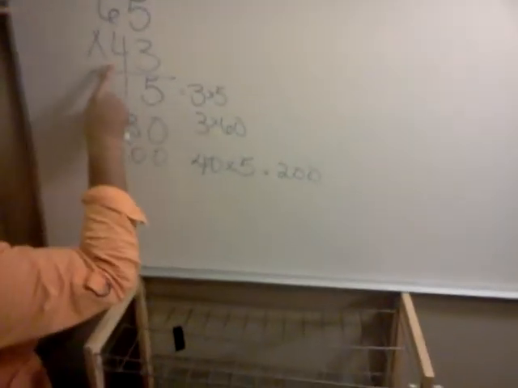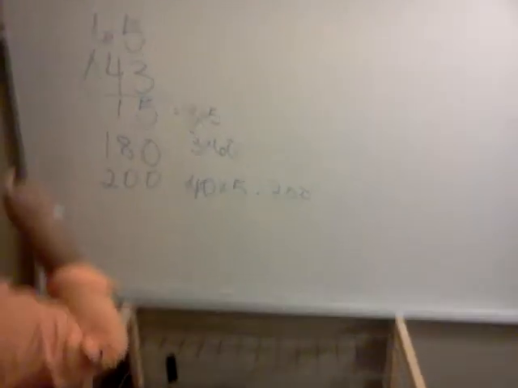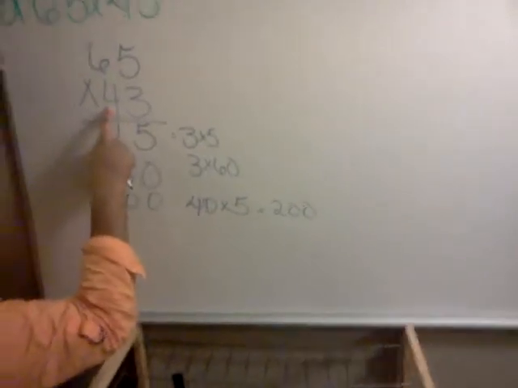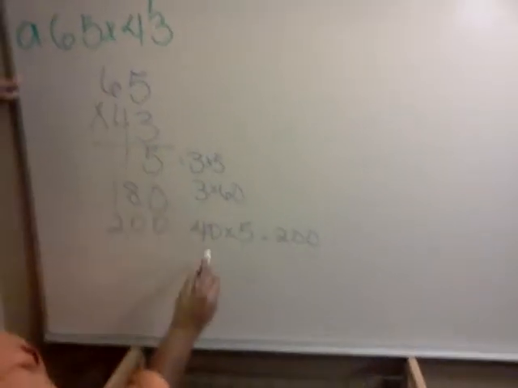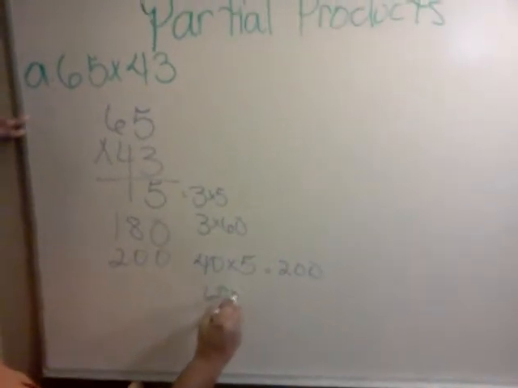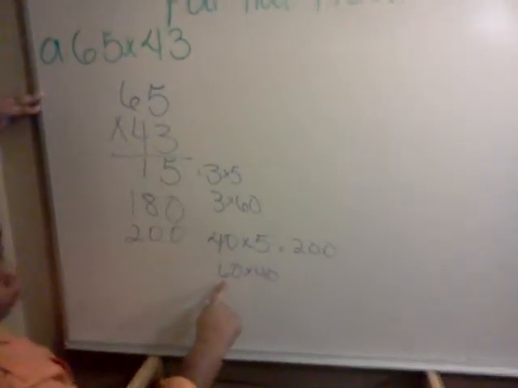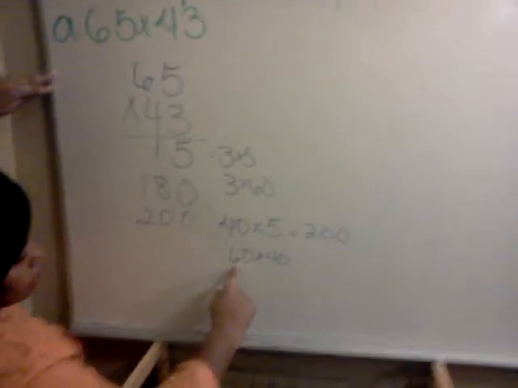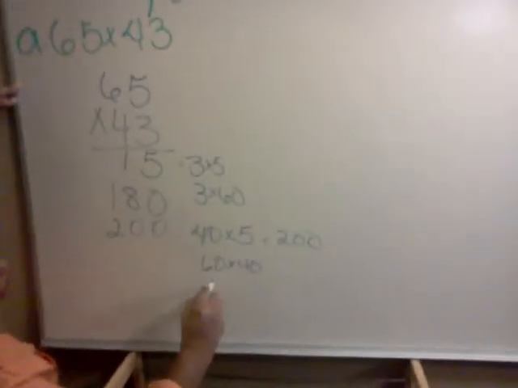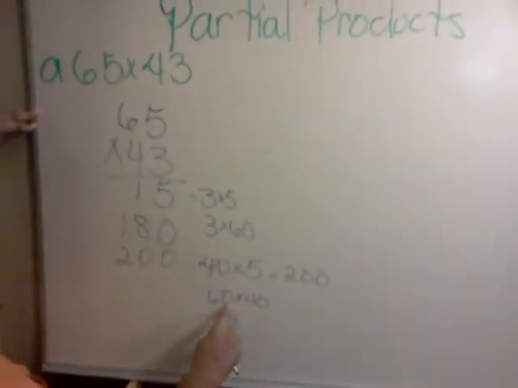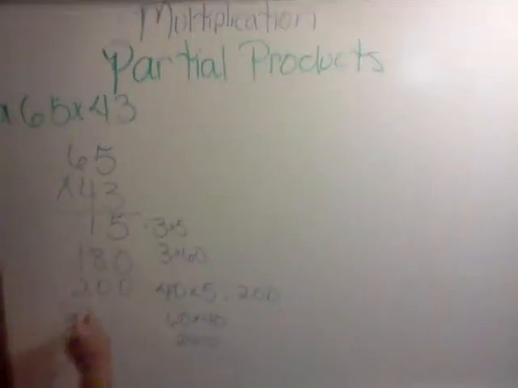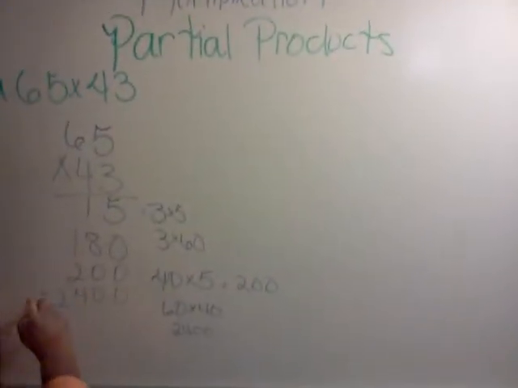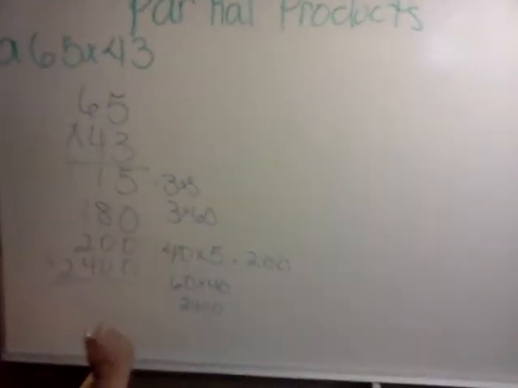And last, we're going to multiply tens times the tens. So that's 4 tens, which is 40, times 6 tens, which is 60. So 60 times 40, multiply the two first digits. That's going to give you 24, and bring down the 2 zeros. So 2,400. We add the 4 products together.